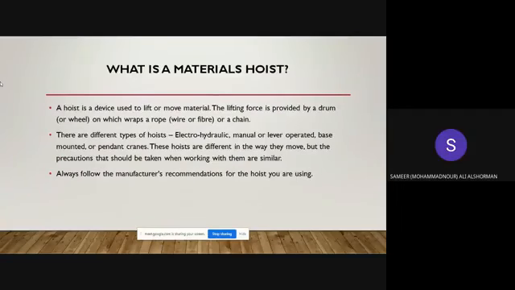And the second one, what is the material hoist? A hoist is a device used to lift or move material. The lifting force is provided by a drum or wheel, in which wraps a rope, wire or fiber, or a chain. There are different types of hoist: hydraulic, manual or lever operated, base mounted, or pendant cranes. These hoists are different in the way they move, but the precautions that should be taken when working with them are similar. Always follow the manufacturer's recommendations for the hoist you are using.